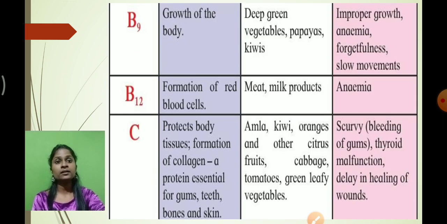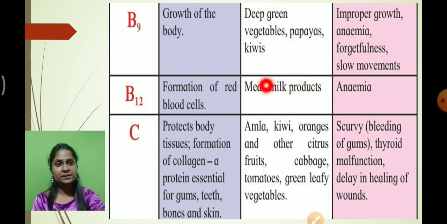And later on you can see vitamin B9. Why is vitamin B9 very important? It is important for growth of the body. From where will we get it? We will get it from dark green vegetables, papaya, kiwi. Okay. And if they are very low in amount, what disease can it cause? It can cause improper growth of the body, anemia, then forgetfulness. We can forget things very easily. Then slow and sluggish movement. So these are the diseases which might occur because of vitamin B9 deficiency.